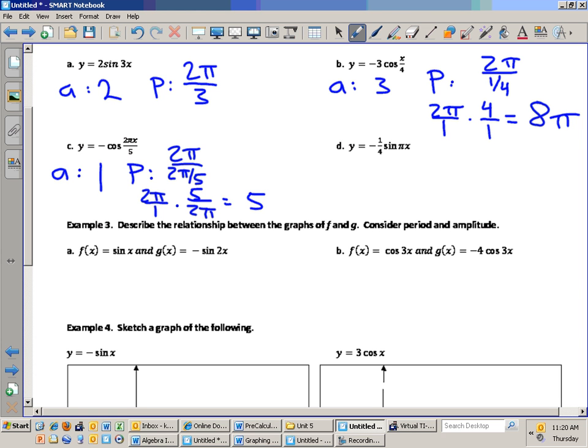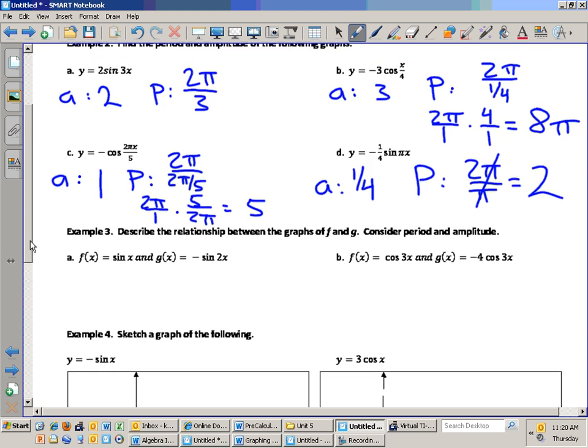The last one, D. What's the amplitude here? 1/4. And the period, 2 pi divided by pi, very good, is 2. Any questions on amplitude or period? No?